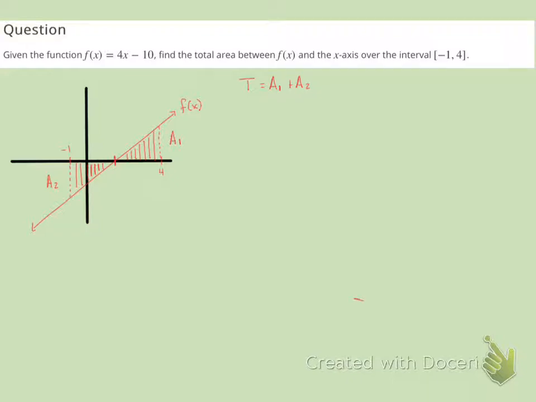function crosses the x-axis. So if I want to find out where f of x equaling 4x minus 10 crosses the x-axis, I set this equal to 0 and solve for x. So if we add the 10 and divide by 4, we'll get 10/4, or x equal to 5/2, which means that this value here is 5/2. So now I'm going to find both areas.